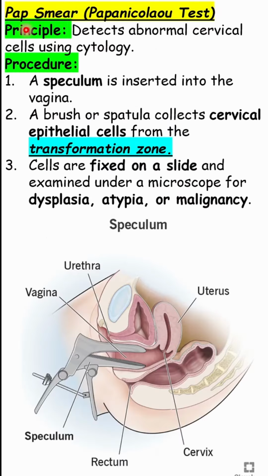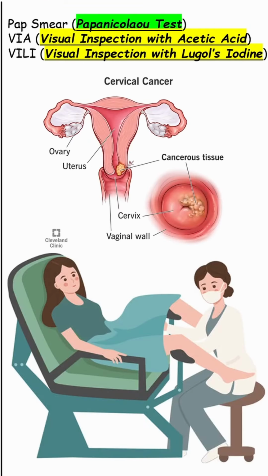Okay, so as you can see here, pap smear is also called the Pap-Nicolau test. What is the principle of this test? The principle is that it detects abnormal cervical cells using cytology. So in this case, we are trying to get some cells from the cervix. If this is the cervix, from here we will take a certain amount of cells and study them. That is why it is called cytology.